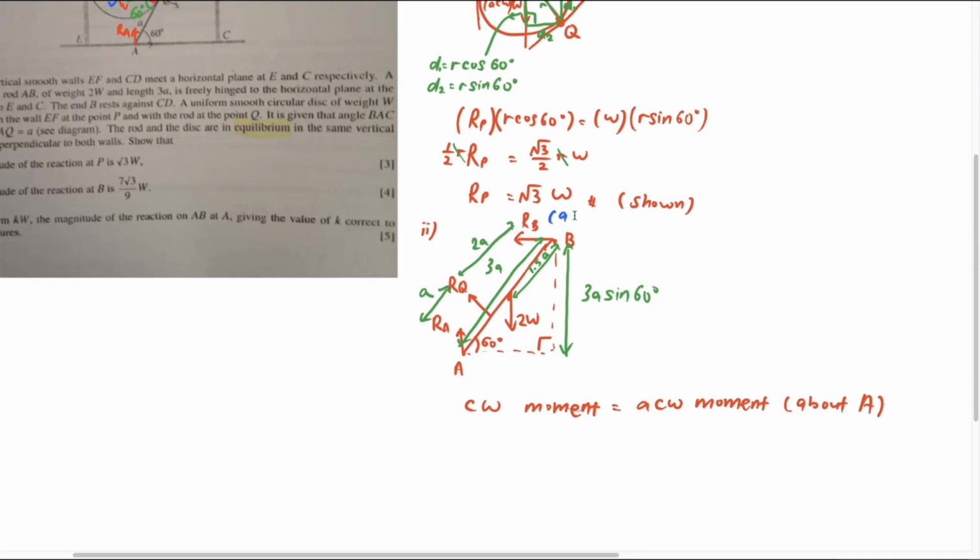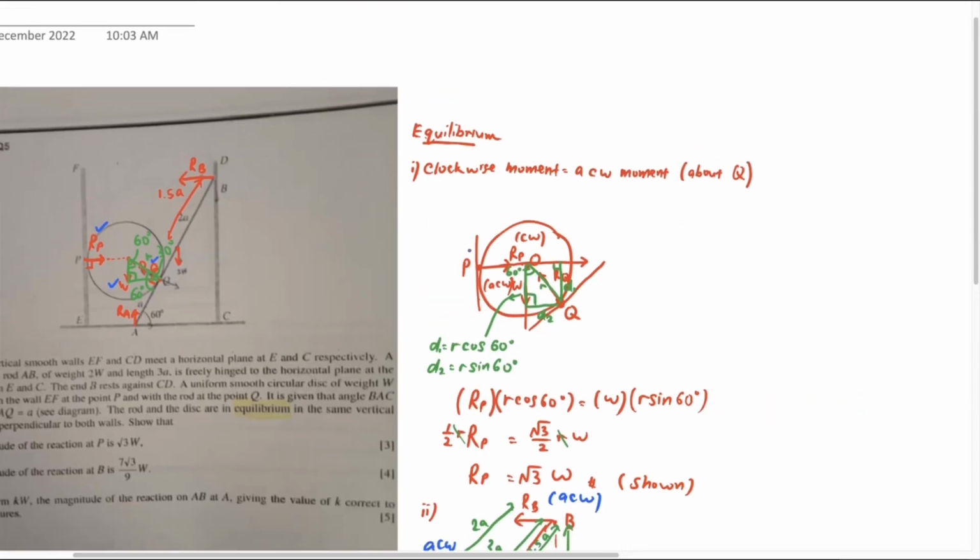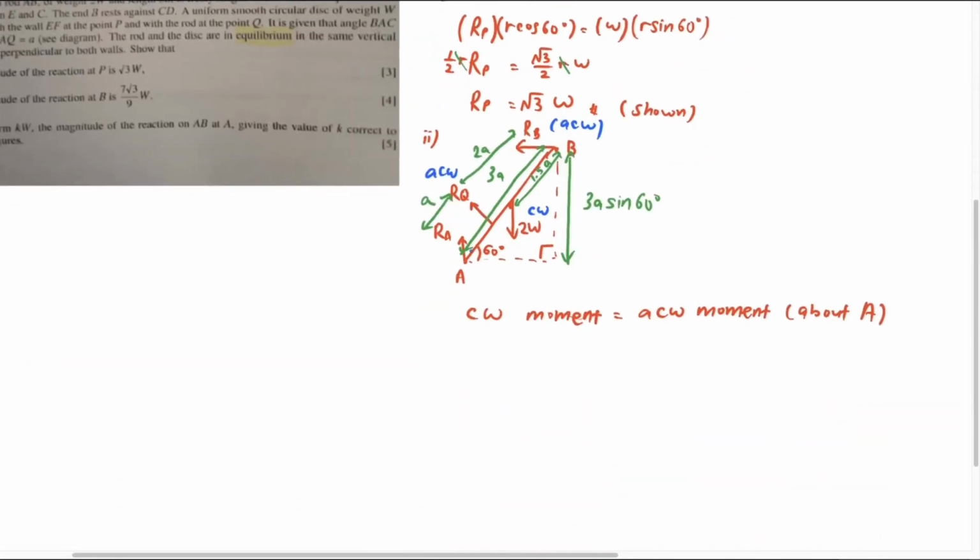Anti-clockwise. This one like that, anti-clockwise. This one clockwise. Okay, so I have two anti-clockwise that I should put on the right, and I have clockwise that I should put on the left. Okay, so let's form the clockwise, anti-clockwise, anti-clockwise. This is on the rod.